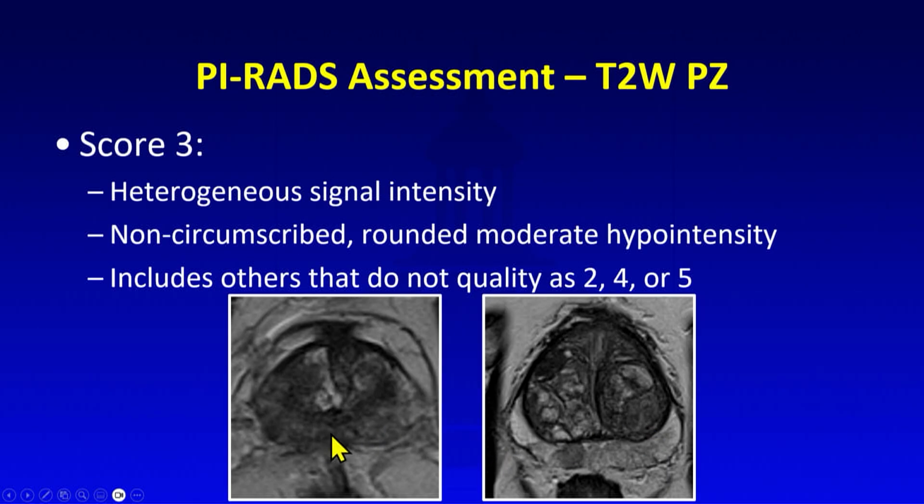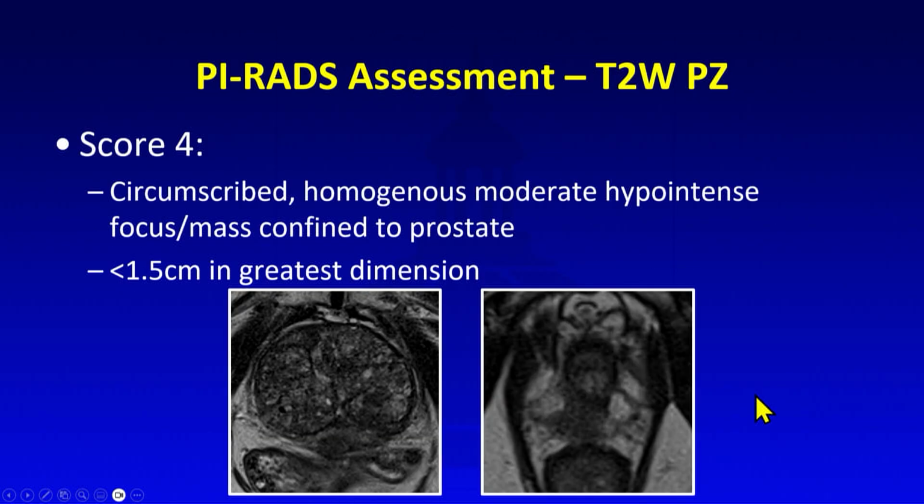3, it gets a little bit more focal, heterogeneous, but still not very well circumscribed. This is kind of like a smudge of hypointensity. And then when we get to 4, it becomes more circumscribed, homogeneous, moderate hypointensity. It looks like a focal mass when you get to 4. And also there's a size restriction. It's less than 1.5 centimeter.